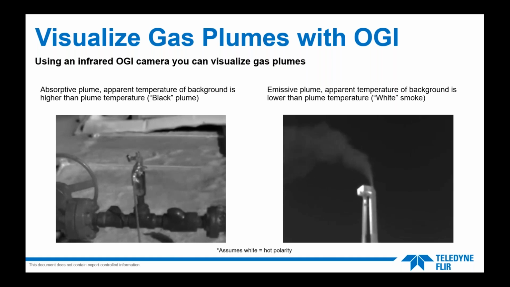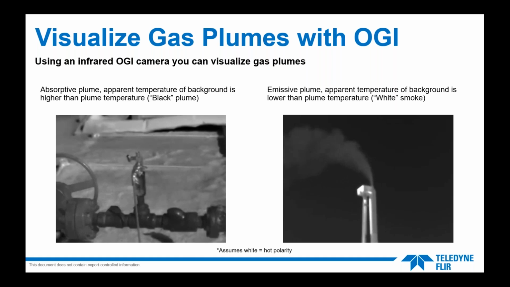And I just wanted to show you this example here because the different types of plumes are important when it comes to quantification. So on the left, you'll see a plume which we call an absorptive plume. So the apparent temperature of the background is actually higher than the plume or the gas temperature itself. So what you in effect see is a black plume.